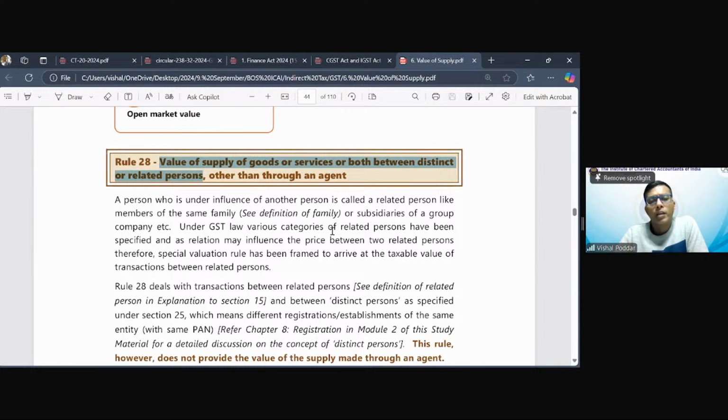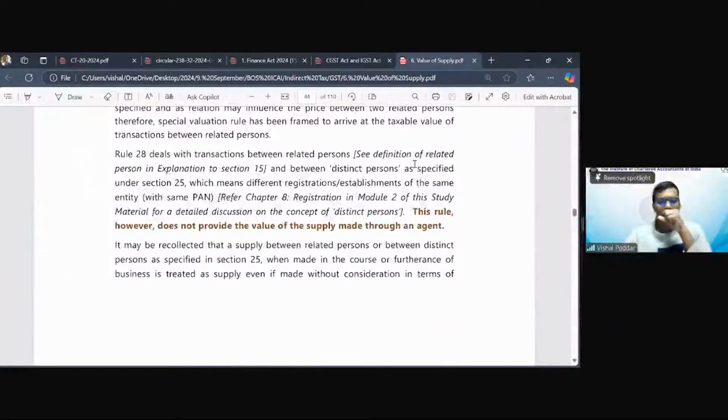Now, if the transaction has happened between related persons, we already saw 15.1 fails. If the transaction is happening between distinct persons, there is a very good possibility that since the distinct person is my own branch, I am not raising any invoice, there is no value. Again, section 15.1 fails, and that is where you come to Rule 28.